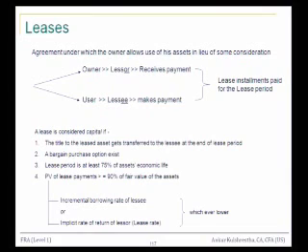Now there are two basic categories of lease agreement. One is a pure play operating lease, where there is absolutely no ownership interest involved, and the other is the capital lease or the finance lease, where there is an ownership interest involved. So what is the difference between basically an operating lease and a capital lease?